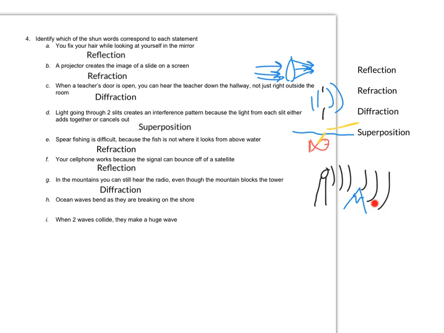The next one, ocean waves bend as they are breaking on the shore. The bending is the key part here. Anytime a wave is bending or changing directions, that's an example of refraction. And lastly, when two waves collide, they make a huge wave. Those waves are combining to make a bigger wave. That's an example of superposition.